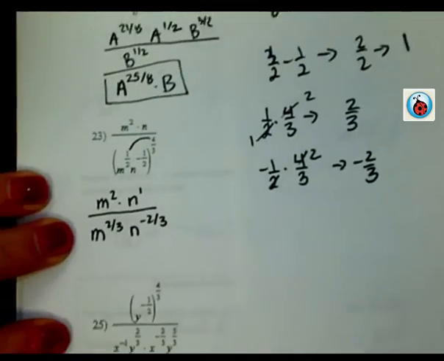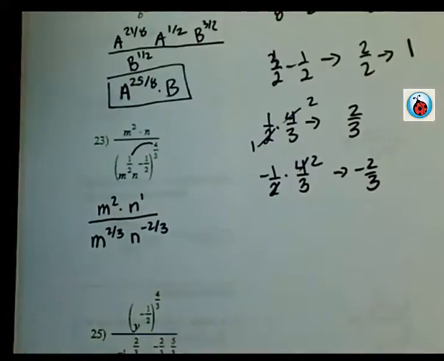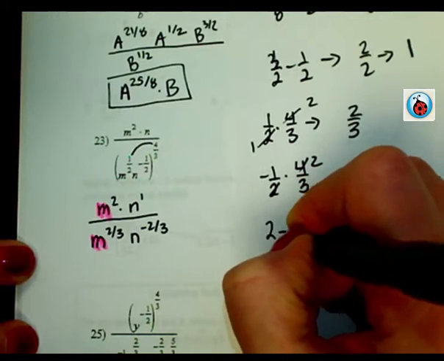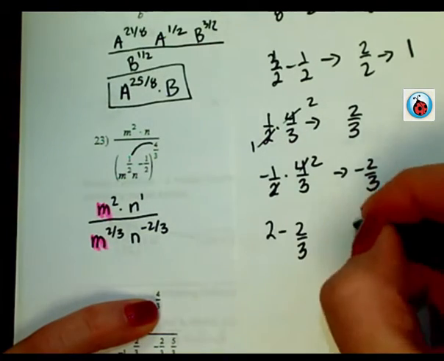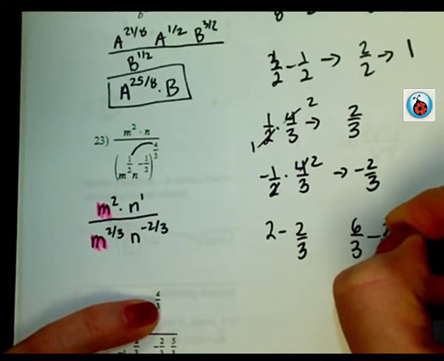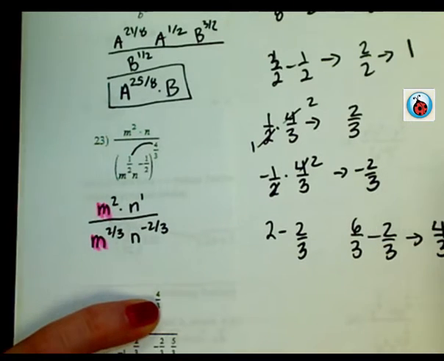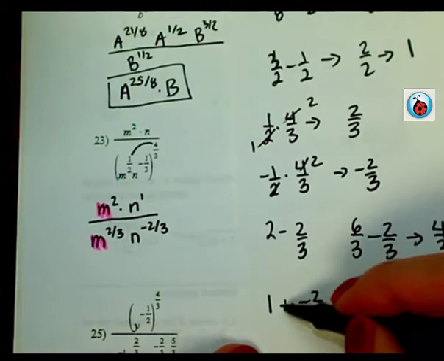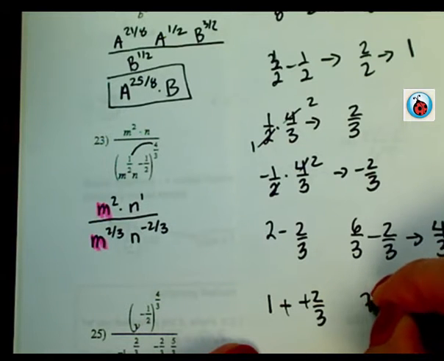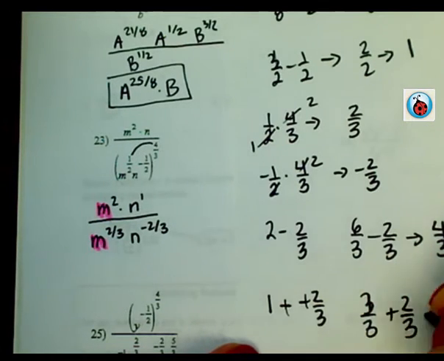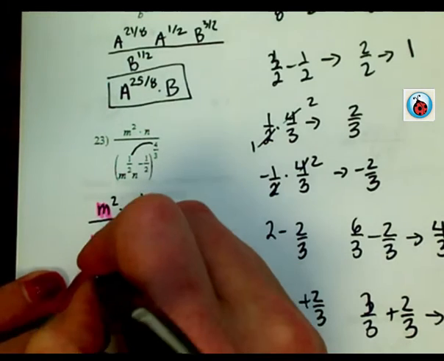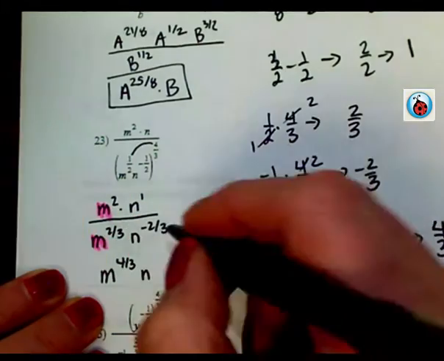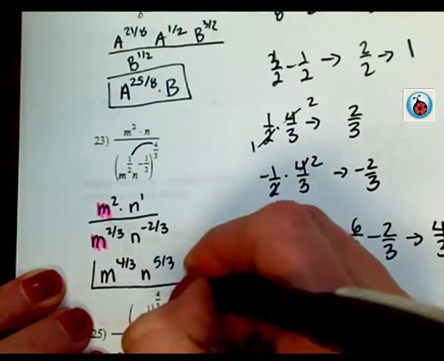Okay, so now we have another exponent rule. We have to combine our bases. Okay, so 2 minus 2/3. Okay, so that would be 6/3 minus 2/3 is 4/3. Okay, and we get 1 minus minus 2/3. Okay, 1, so that's 3/3 plus 2/3 is 5/3. So we end up with m to the 4/3 and n to the 5/3.